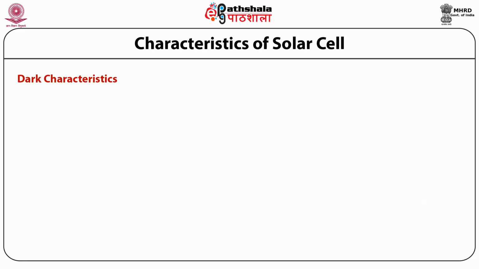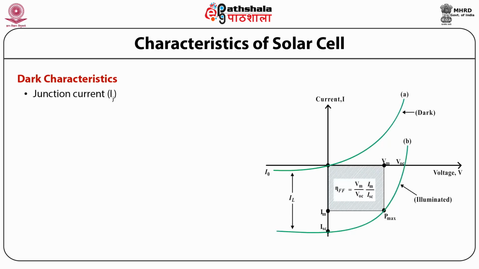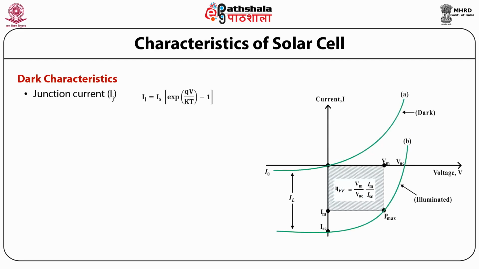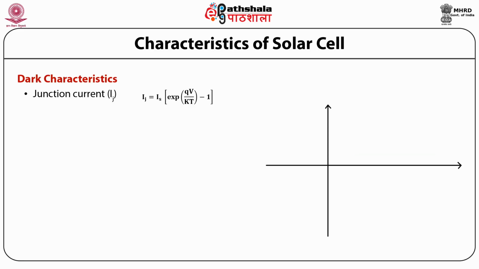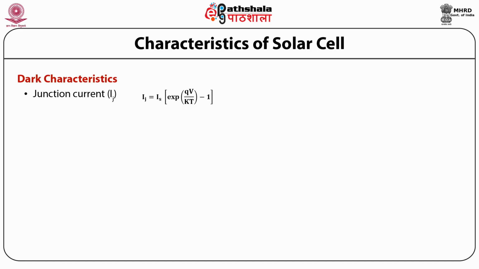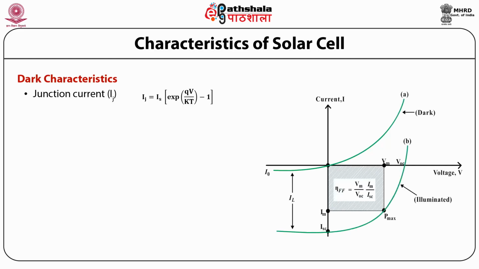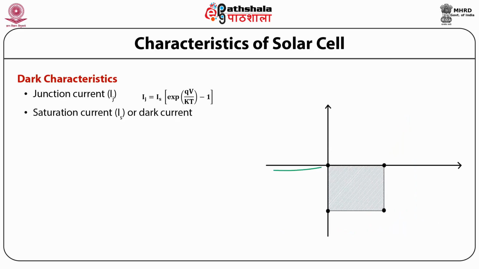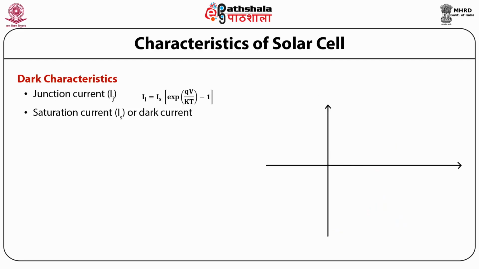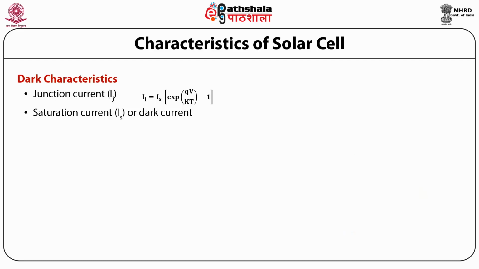Now let us first discuss the dark characteristics of solar cell. The junction current or Ij can be expressed as Ij is equal to Is exponential of qV by kT minus 1, where q is the electronic charge and Is is the saturation current, which is also called as the dark current. This saturation current is obtained when large negative voltage is applied across the diode.